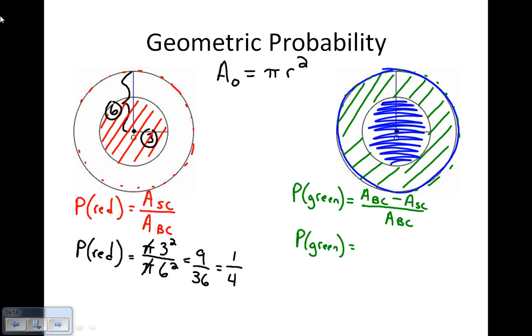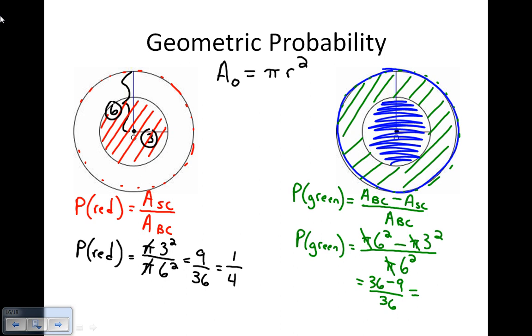We knew that that was pi 6 squared minus area of the small circle. Well, the area of the small circle is pi 3 squared over the area of the big circle, which was pi 6 squared again. We can clean this up a little bit. The pi's are going to cancel. And so we're going to get the probability of the green is 36 minus 9 over 36.